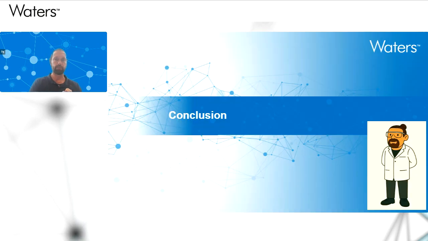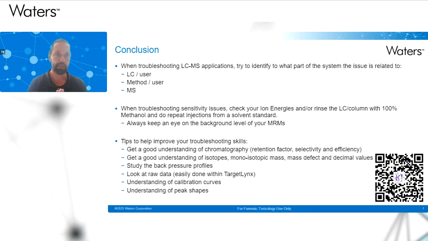So, yeah, time to jump into the conclusion. I hope you find this illustrative for what you were facing as well in your own lab. So my recommendation is, when you start troubleshooting, to try to identify to what part of your system the issue is related. Is it the LC, is it the method, or is it the MS?